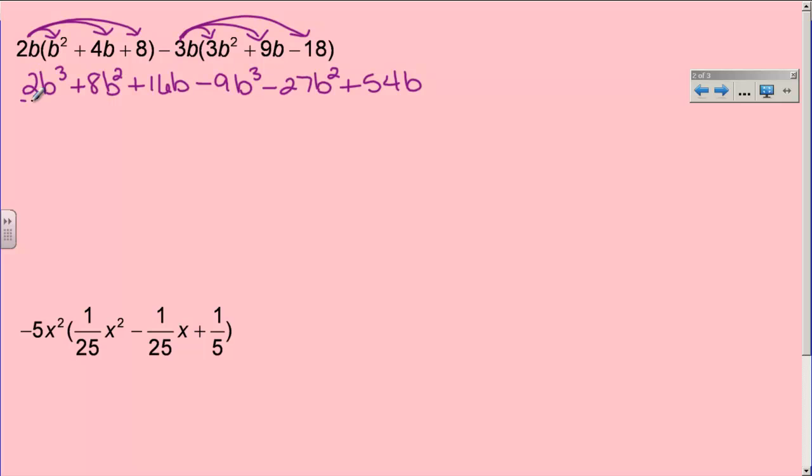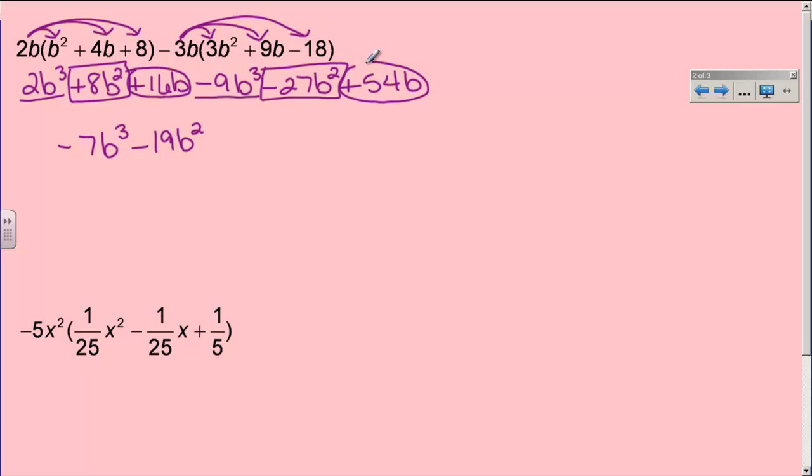Now, I am not done with this because if you look, you see that you have like terms. You have 2b to the third minus 9b to the third. So I'm going to go ahead and subtract. That gives me negative 7b to the third. Then I have 8b squared minus 27b squared, and when I do that one, you get minus 19b squared. And then you have these left. You have 16b plus 54b. So it's going to be a plus 70b.